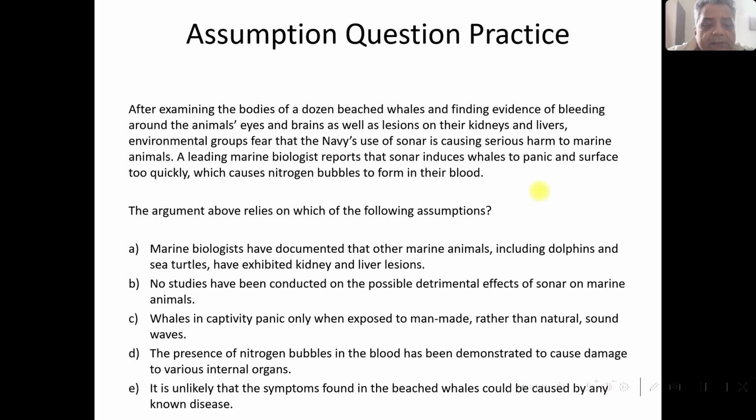So let's see how this option D connects the premise to the conclusion. If we read like this: a leading marine biologist reports that sonar induces whales to panic and surface too quickly, which causes nitrogen bubbles to form in their blood. The presence of nitrogen bubbles in the blood has been demonstrated to cause damage to various internal organs. Therefore, the Navy's use of sonar is causing serious harm to marine animals. So that makes perfect sense. So D is the correct answer.